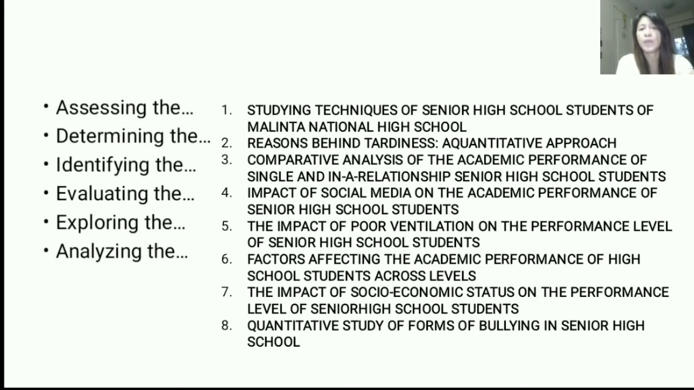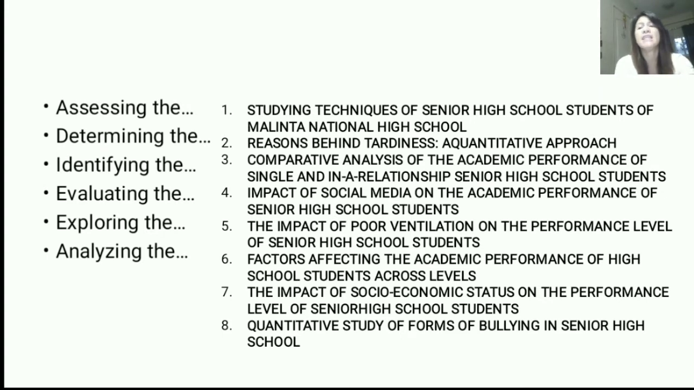Okay, so we have here the introductory words: assessing the, determining the, identifying the, evaluating the, exploring the, analyzing the. Depending on the type of research, you can choose the most appropriate verb or word in writing your main objective.